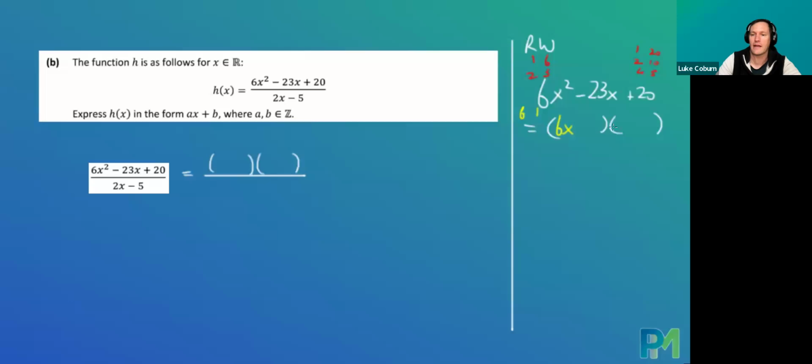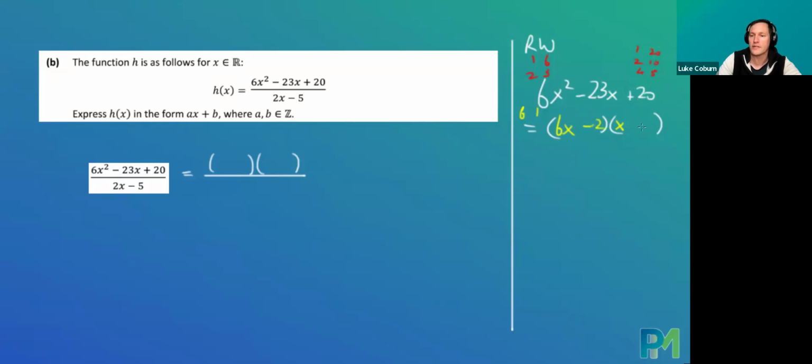So that's 6x and x. And now let's go through the possibilities. Can I have a -1 and a -20? That would be 6 times 20, 120, definitely not going to work. 6 times 1, that's 6. Okay, that's closer. 20 and 6 is 26. I can't get to 23 from 20 and 6, so it's not going to be that one.